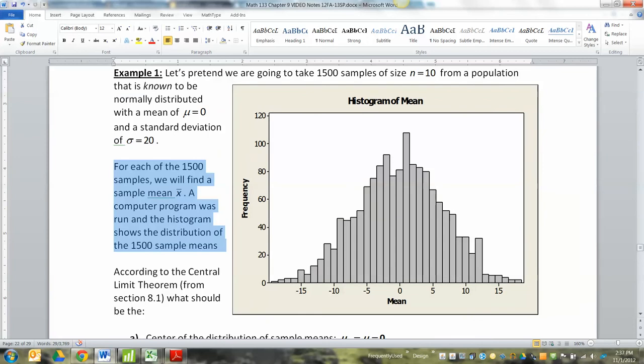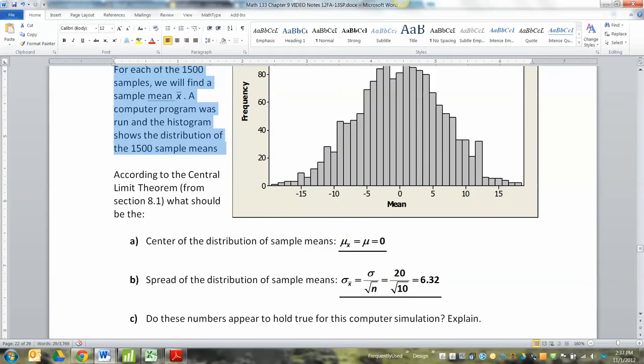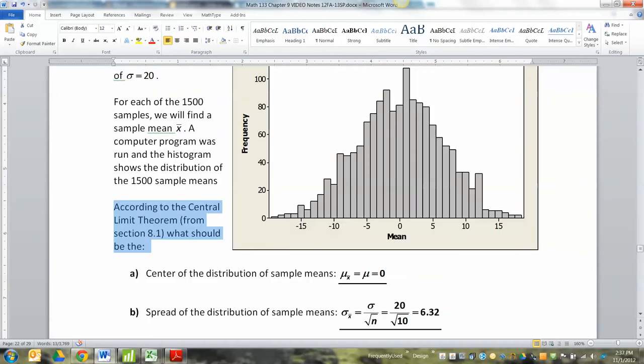So these bars would add up to 1,500 if you did it. So like, I don't know, there's like 10 there and 8 there and 11 there and 18 there and so on. And if you added all the bars' heights, you'd get 1,500. Now, according to the central limit theorem from section 8.1, we should know quite a bit about how this works, because that's exactly what that central limit theorem was working with, namely the distribution of X bars.